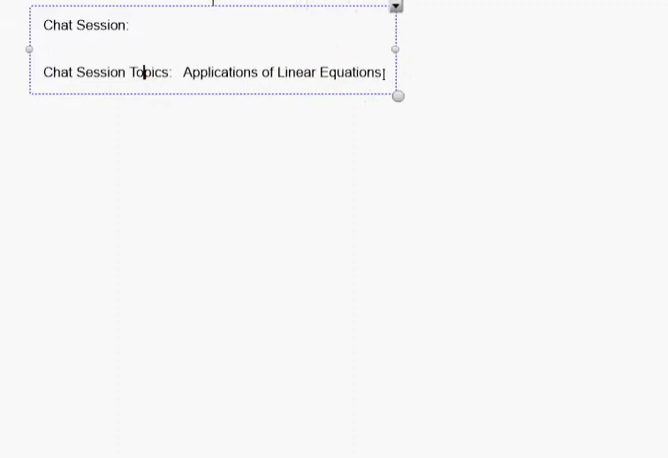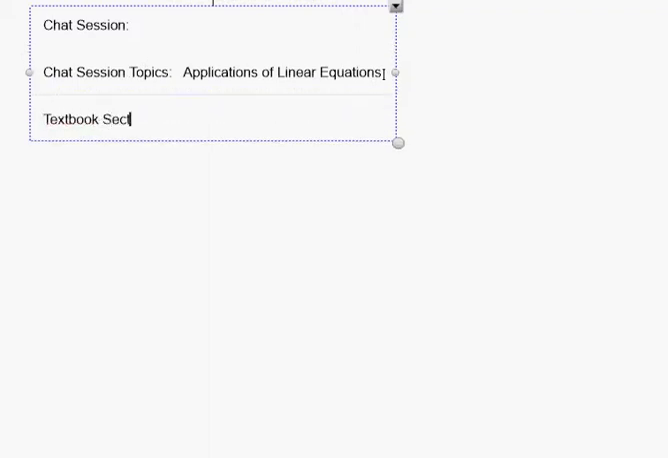Chat session. This is a chat session for MGF 1107. The topic for tonight's chat session is applications of linear equations, and relates to the textbook section 6.3.